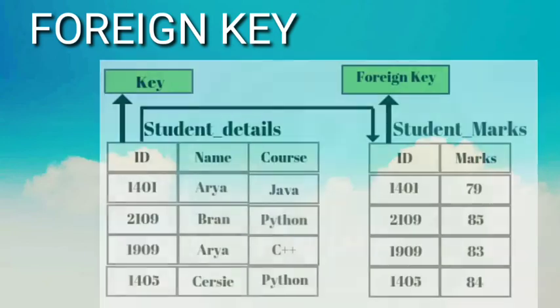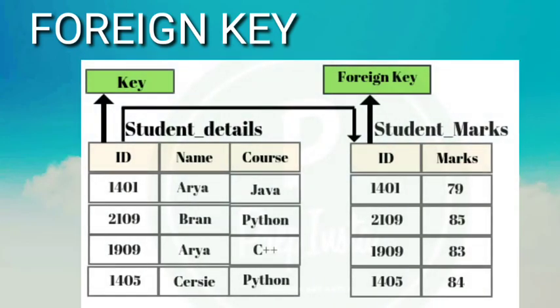Let's see the example. Here you can see that there are two tables, student details and student marks. In student details, the ID, name and course fields are given. These are the attributes of the student details table, where ID is defined as a primary key because it contains the unique records. Now the second table, student marks, contains the ID of the same students and their marks. So here the ID, which was treated as a primary key in the original table, will be set as a foreign key in the current table, student marks.